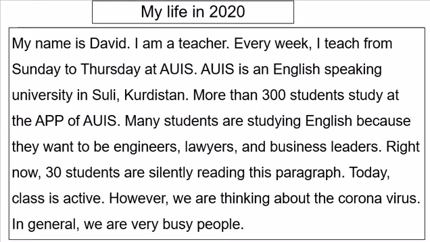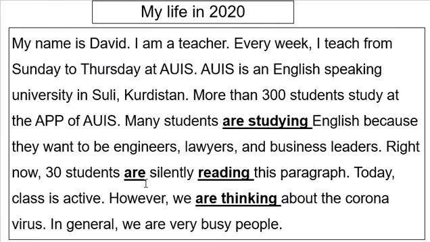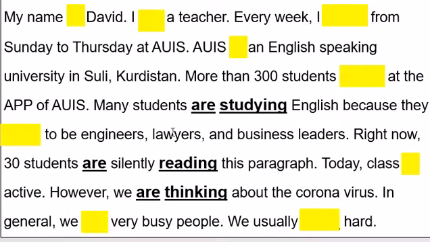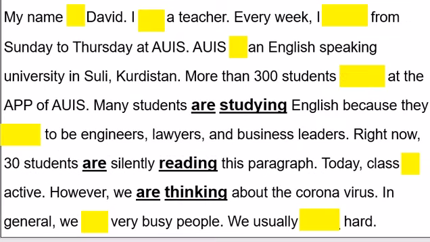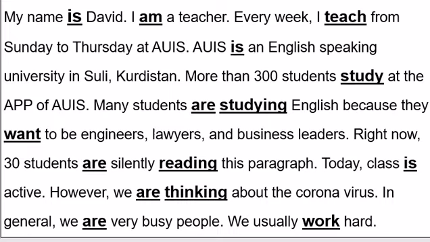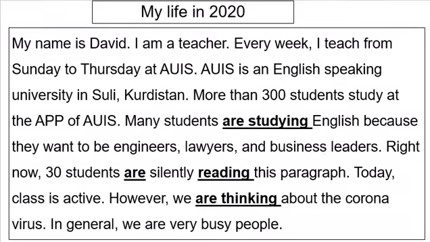So in the paragraph, again, I have present progressive verbs. Here they are. And we have just three examples, okay? And the reason I'm wanting to use it, in this case, many students are studying English because they want to be engineers, lawyers, okay?